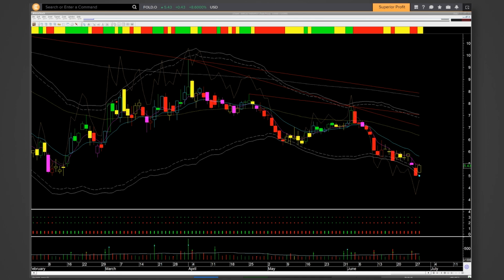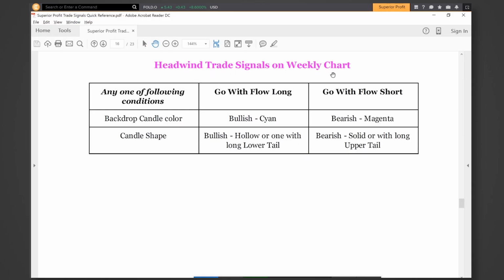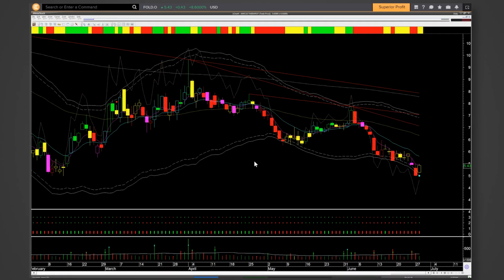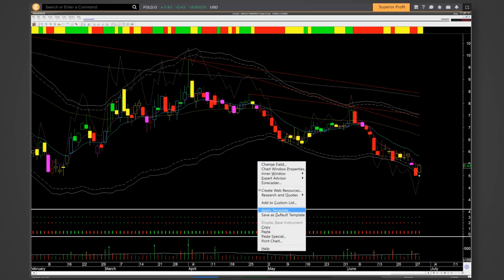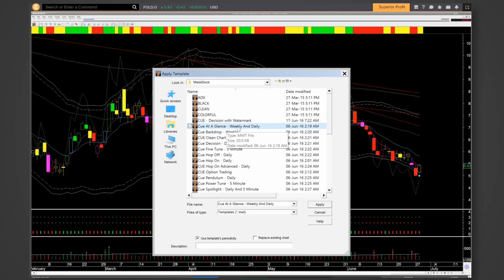Now we are at the right edge of the chart, so now we can also look at the weekly chart requirement, because weekly will be exactly as it is today. For a headwind trade signal, the weekly chart requirement is any of the following, any of, and here it is not all of. For a long trade we look at the middle bar. So let's look at the weekly chart for Fold now.